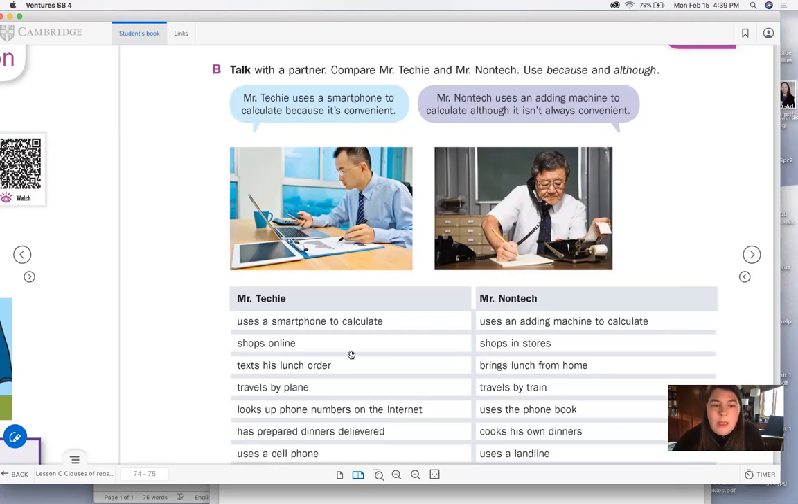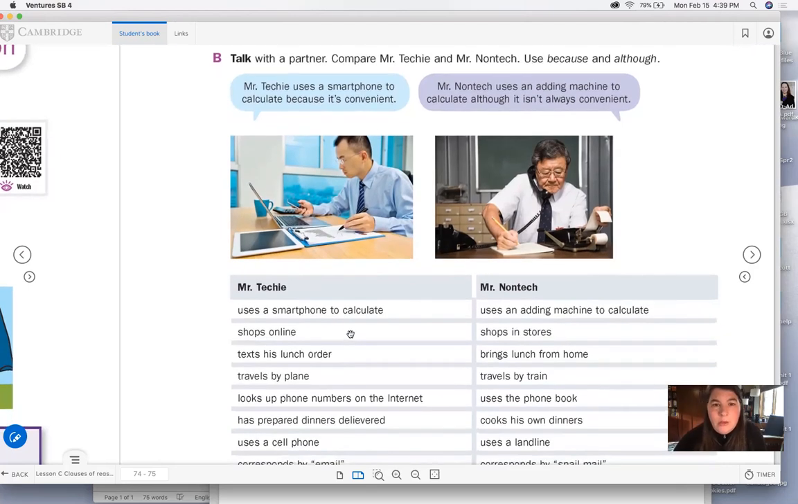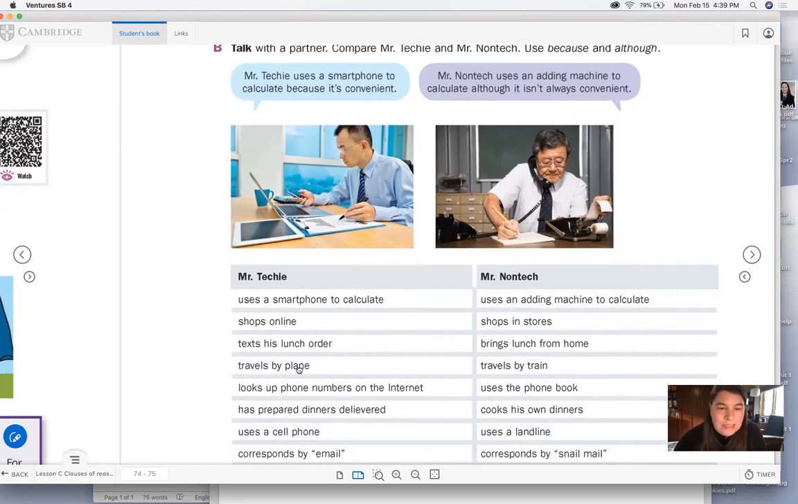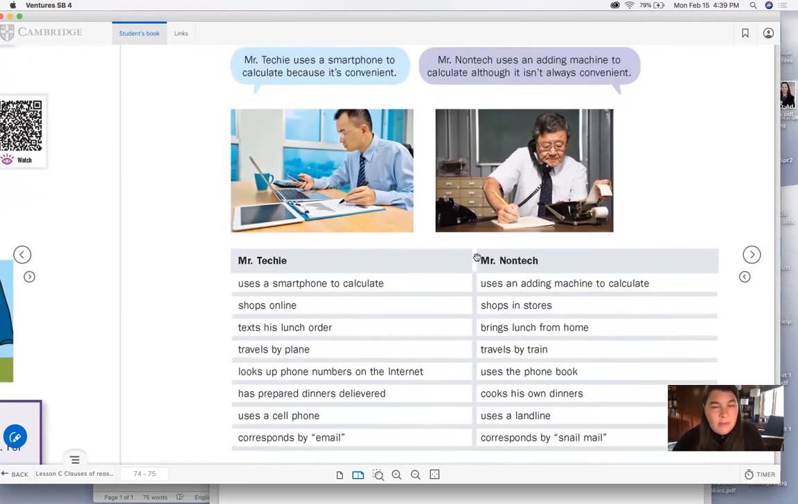Okay, so I'm going to give you a Google form and you can choose to write sentences. There are 8 examples. You don't have to do all of them. You can choose them. So you can say, Mr. Techie texts his lunch order because it's quick. And you can say, Mr. Non-tech brings lunch from home, although he doesn't like his wife's cooking. Okay, you can say anything like that.